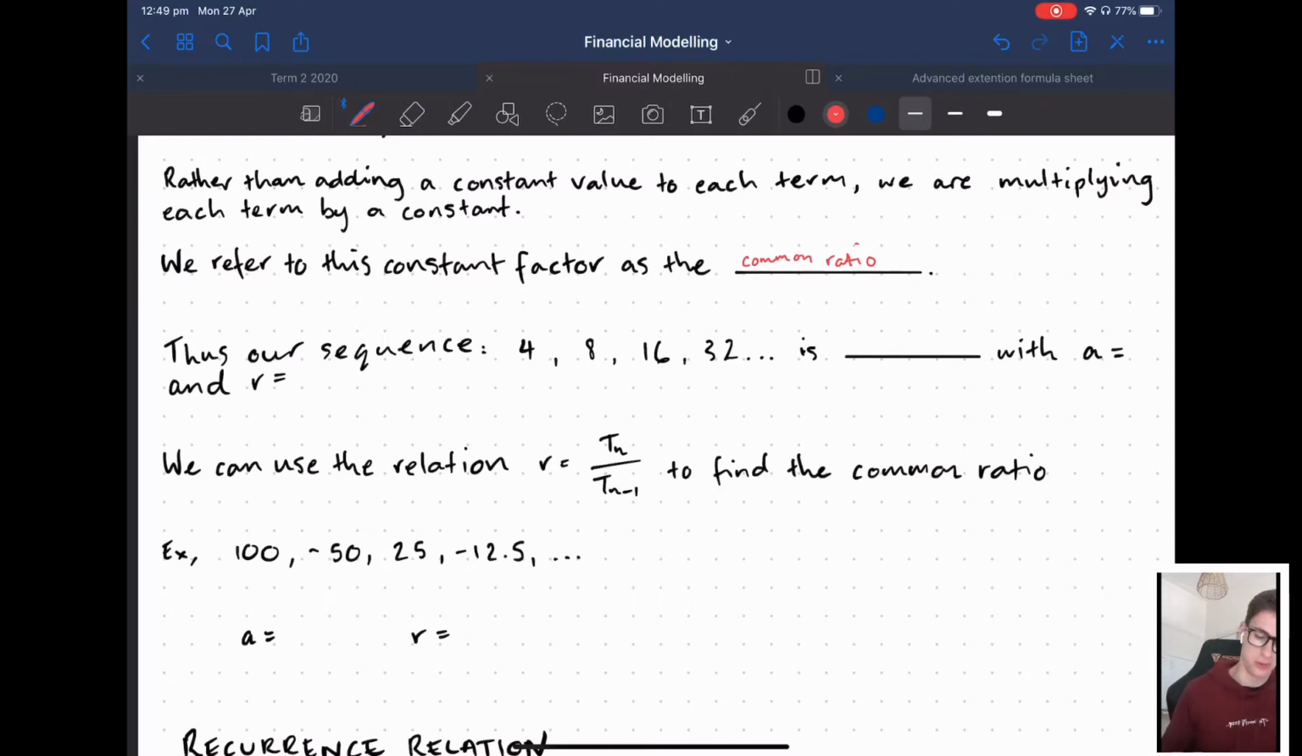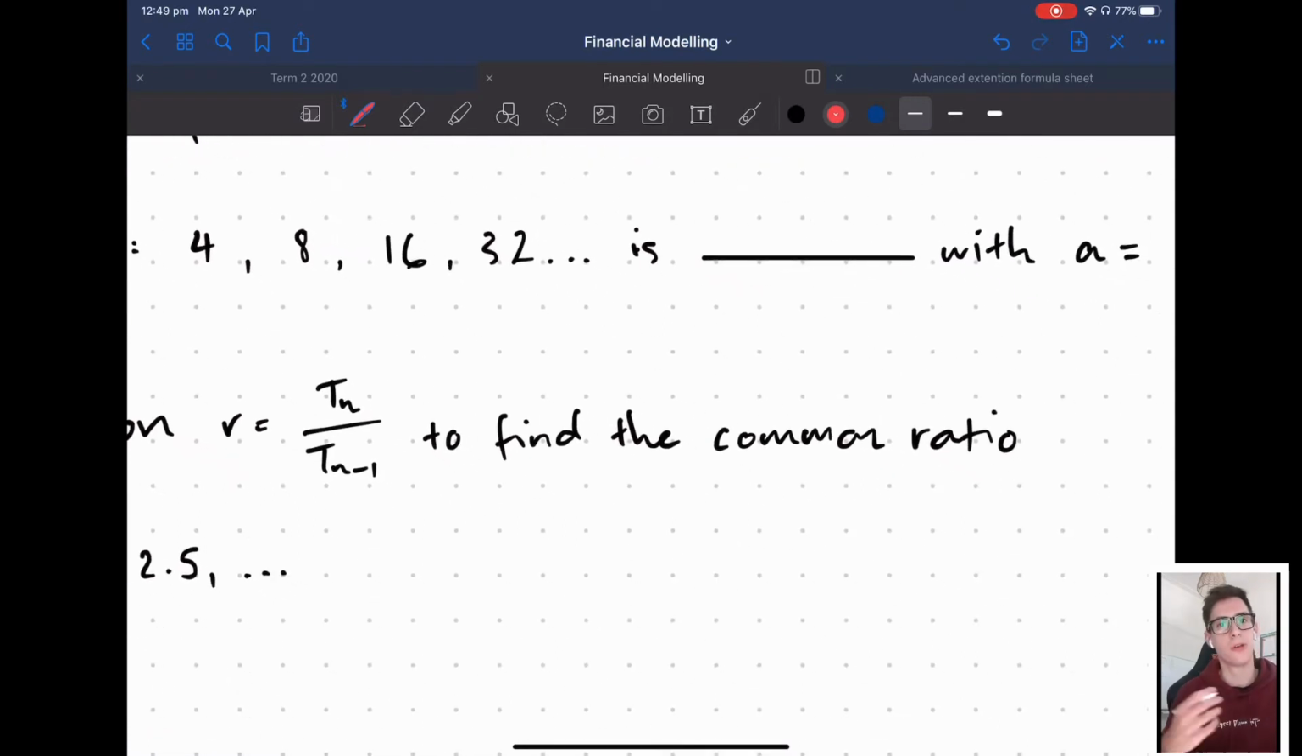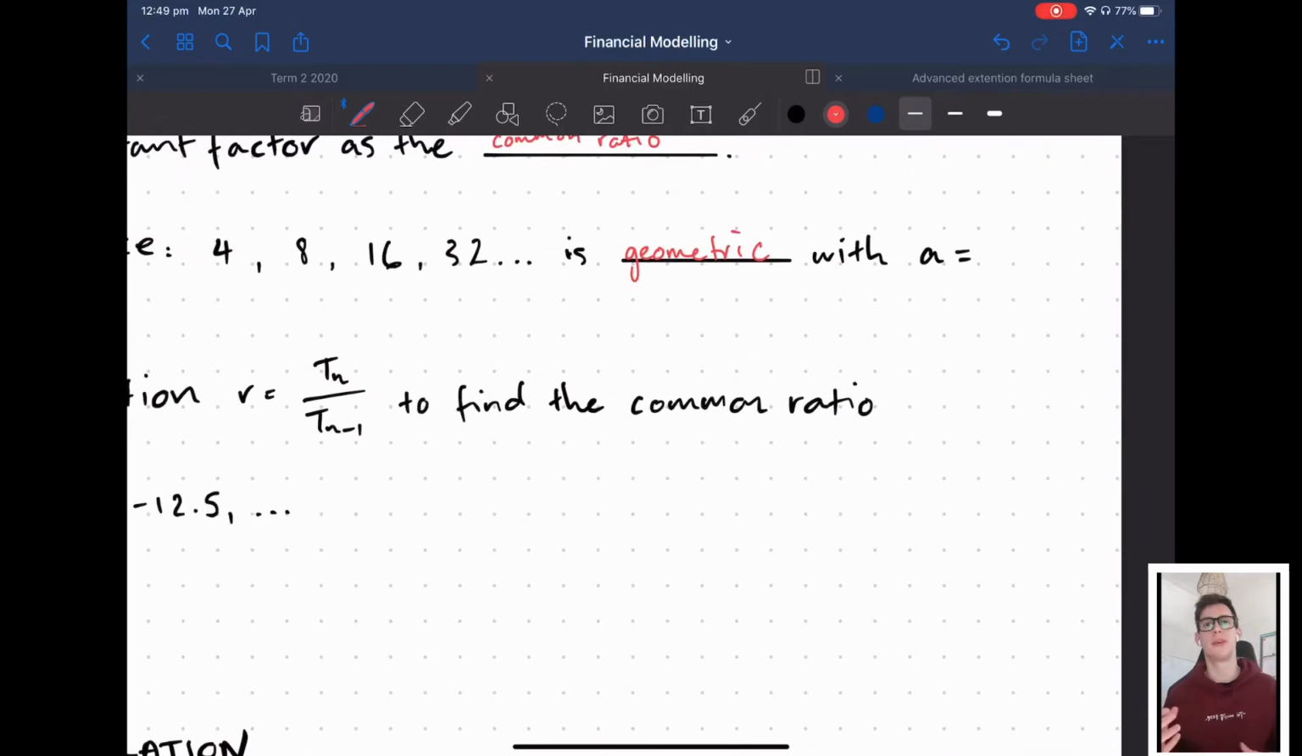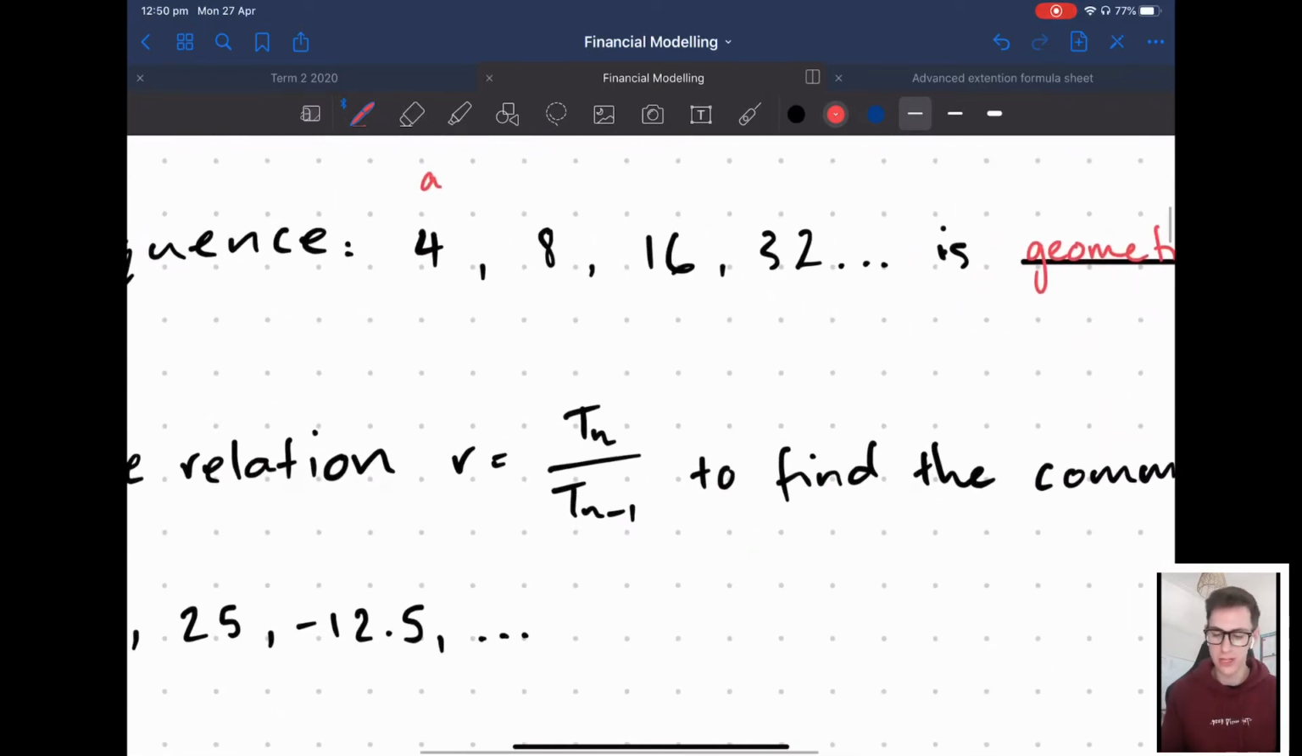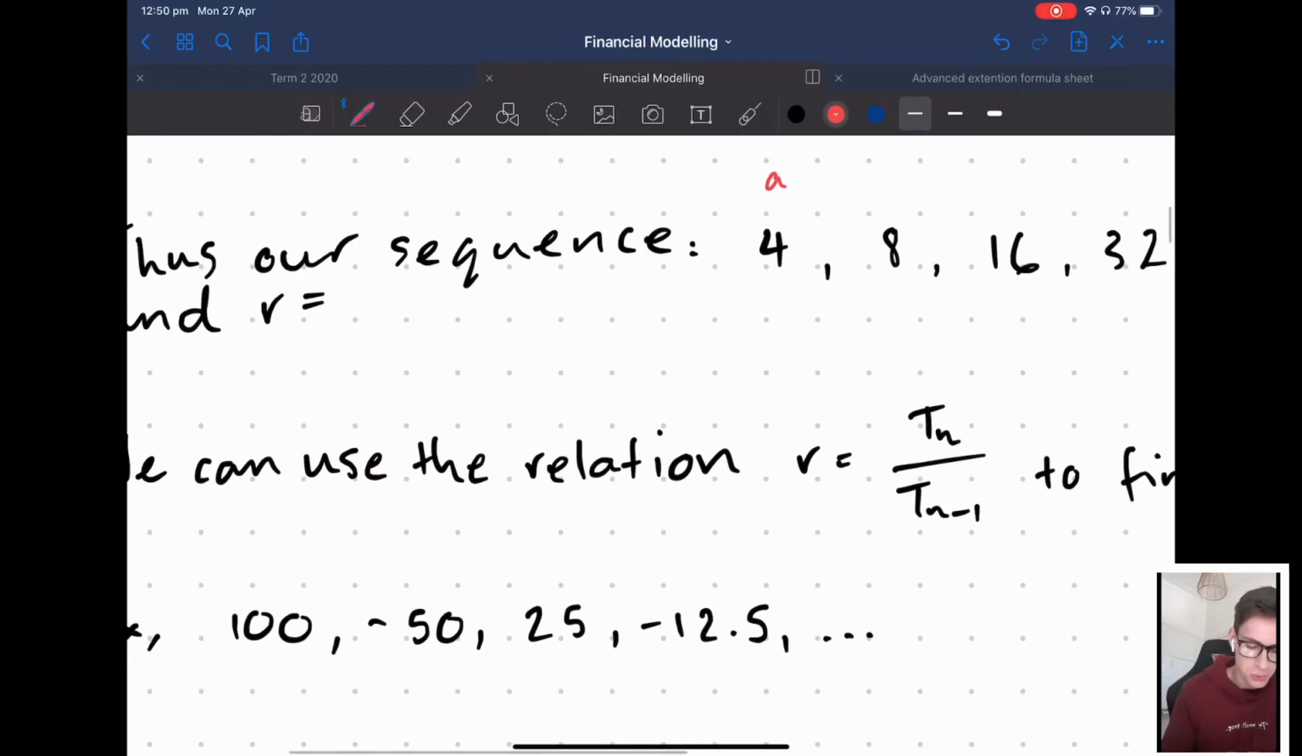So for this sequence, we know that because it multiplies, it must be geometric instead of arithmetic. Now, a is going to be the same thing as it was when we did our arithmetic sequences, where a is our first term. So a here is just 4. For the common ratio, we already noticed that we are multiplying by 2 each time. In a second, I'm going to give you a formula so that it's a bit more formulaic instead of trying to figure it out yourself. But for this one, it's quite easy. We are multiplying by 2, so that is our common ratio.